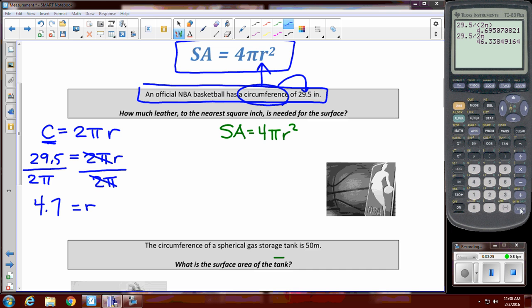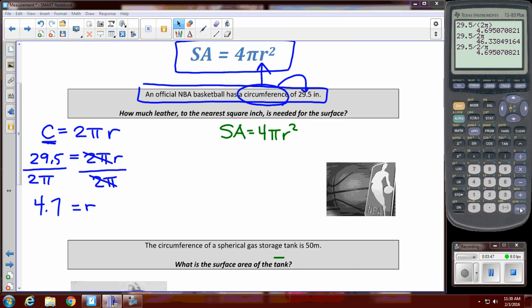Another way to look at it, however, you could say I need to take 29.5 divided by 2, and I also want to divide by pi. So divide by both of them, like divide and divide. Then you'd get your 4.7 again. But it's important that you know how to put it in your calculator.